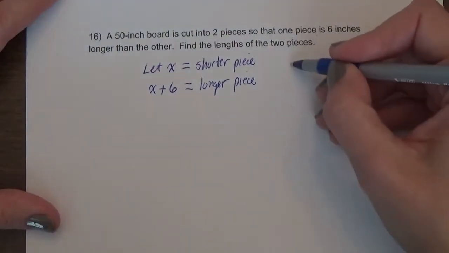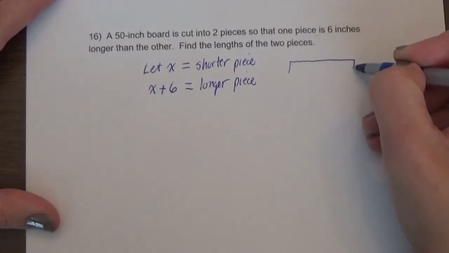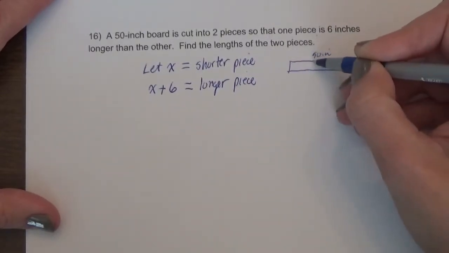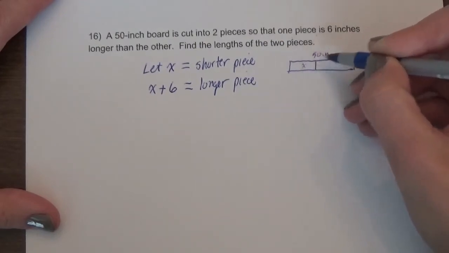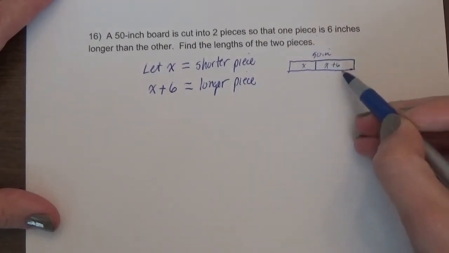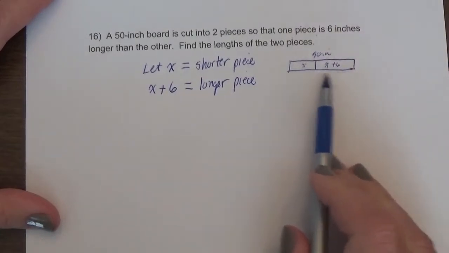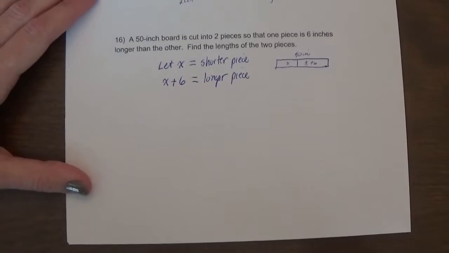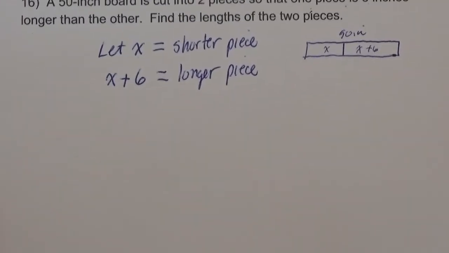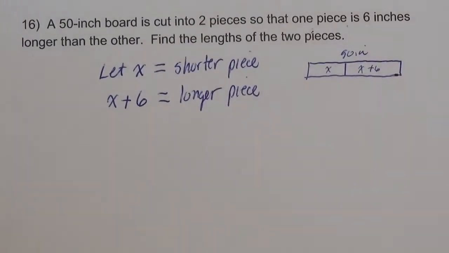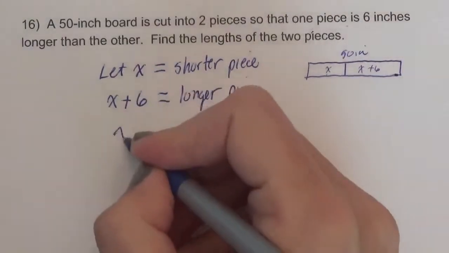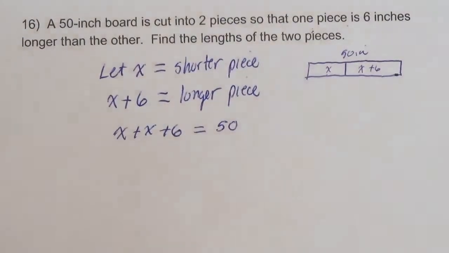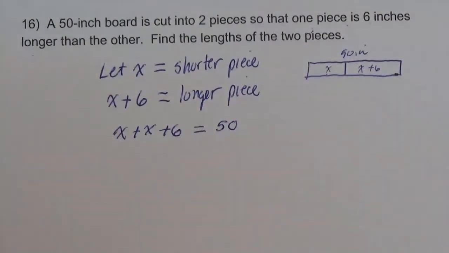Sometimes for this one, I like to draw a picture. Can you picture the 50-inch board? And it's cut into 2 pieces. One is x and one is x plus 6. That's a little longer. So this might help you figure out the equation. I don't know if you can see that if I zoom in a little bit. Maybe that's better to see. So for the equation, you can picture adding these 2 pieces together should altogether equal the 50-inch board.